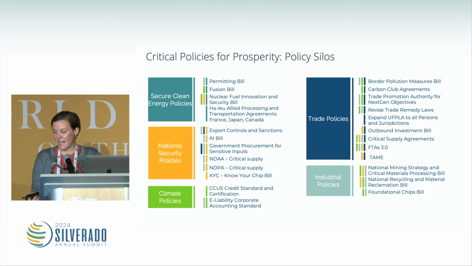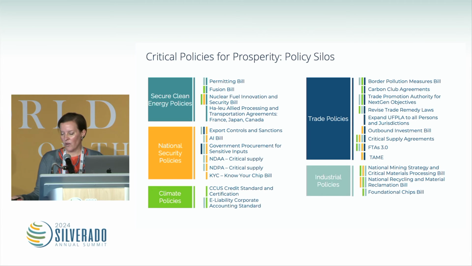Industrial policies: a national mining strategy and a critical materials processing bill would be helpful. A national recycling and material reclamation bill would help the latter happen. And then finally, a bill on foundational chips, so that we have a full value chain around chips.